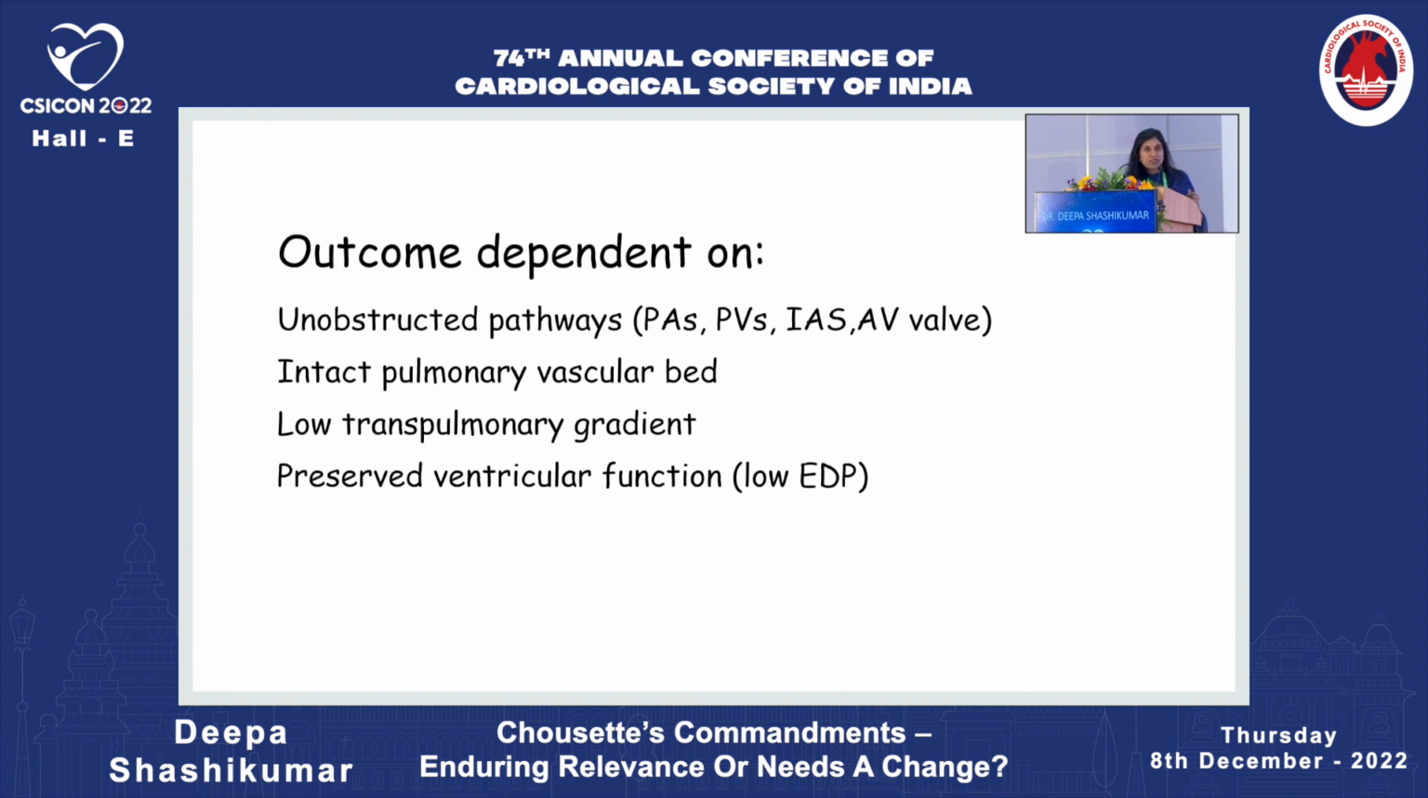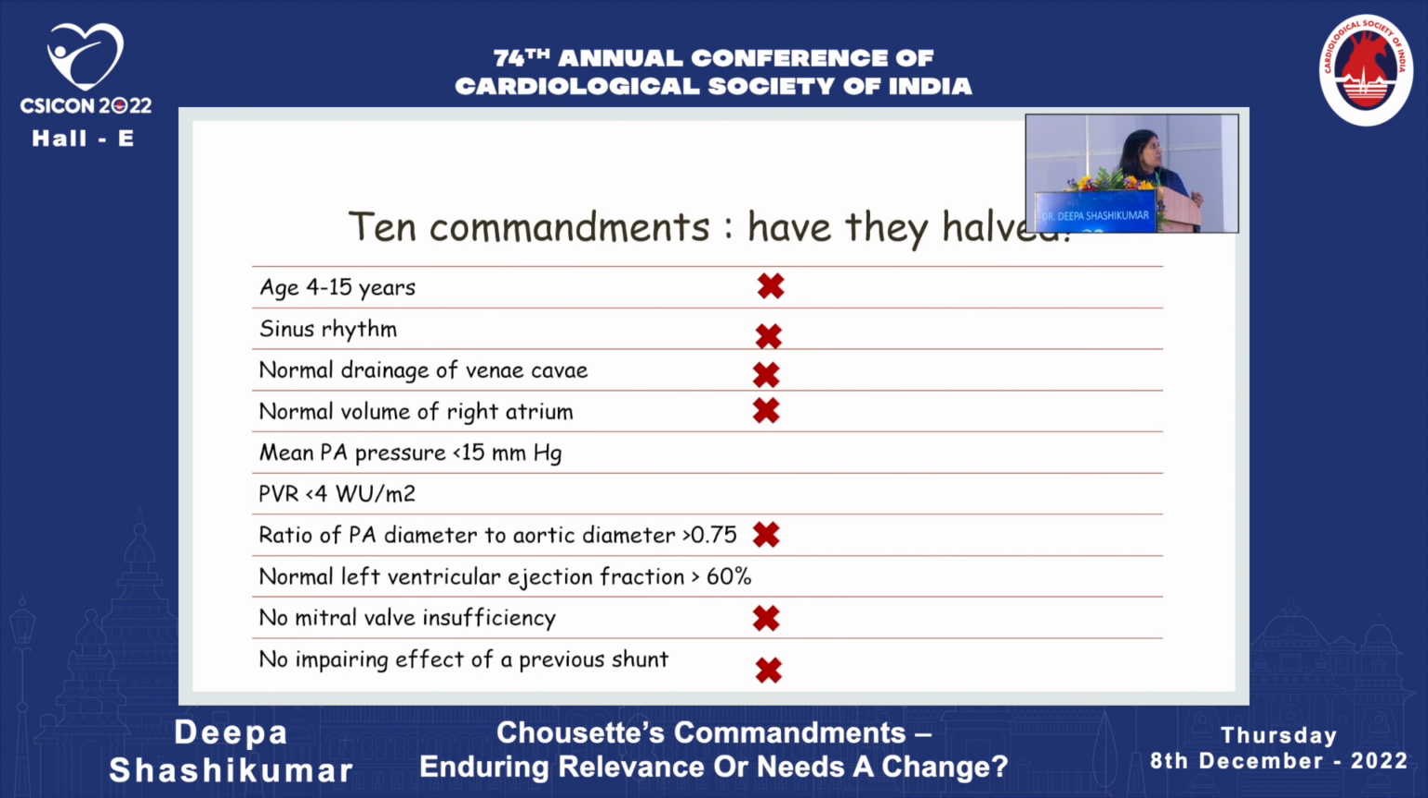So even then they realized that the outcome was dependent on unobstructed pathways throughout the Fontan, intact pulmonary vascular bed, a low transpulmonary gradient, and a preserved ventricular function that translates to low end diastolic pressures.